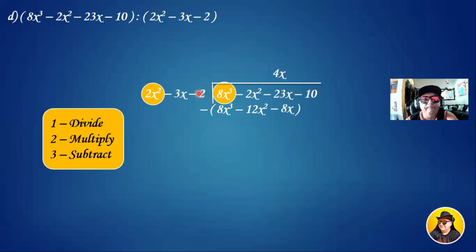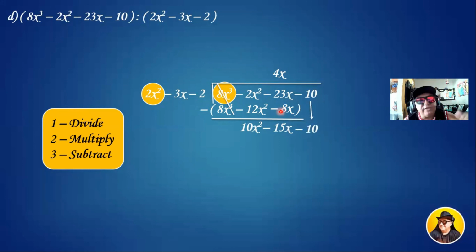Let's do step 3. Okay, don't forget, this is minus 8, this is plus 12, this is plus 8. So 8x cubed minus 8x cubed is 0, so it is over. Okay, and minus 2x squared plus 12x squared is 10x squared. Here, minus 23x plus 8x is minus 15x. Okay, now let's see minus 10 down here. Okay, and now let's redo steps again. 1, 2, and 3. Divide, multiply, and subtract.